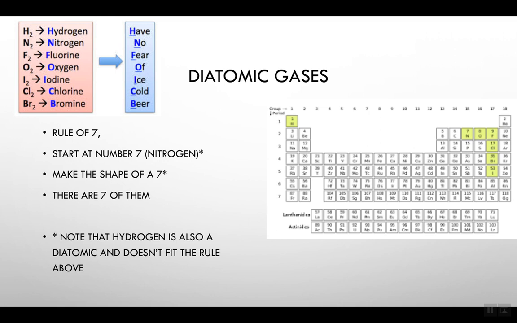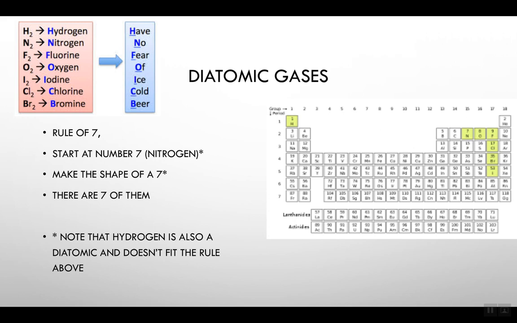A couple of ways of remembering them. Some people like to use a little mnemonic. Have no fear of ice cold beer. Or you can use the rule of 7. So you start at element number 7, nitrogen. You make the shape of a 7, so go across to fluorine and then down. And there are 7 of them.